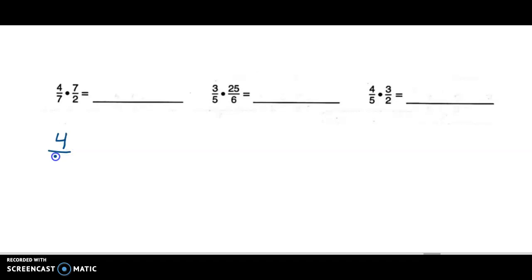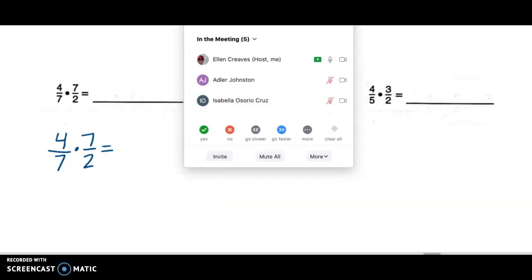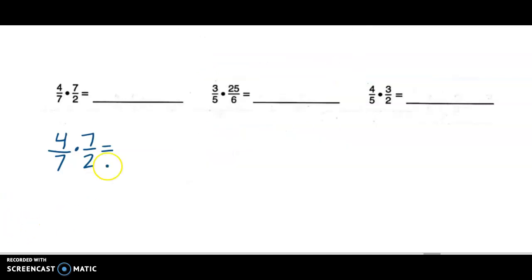So if I've got 4/7 times 7/2, I'm going to do top times top, and bottom times bottom. So top times top, what's 4 times 7? 28 for us. I know you guys are all staying on mute, so I'll say the answers, but you should be thinking them in your head too. Then 7 times 2 gives us 14. At this step, we have to ask, can we reduce 28 over 14? 14 goes into 28 twice, so the answer for this one would be 2.